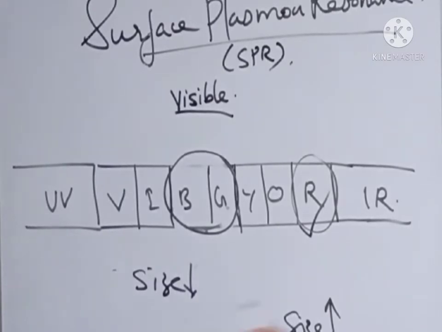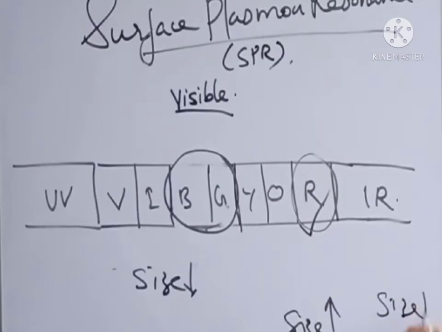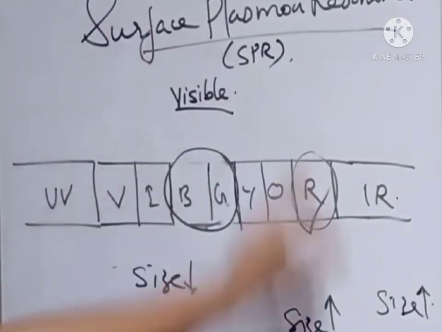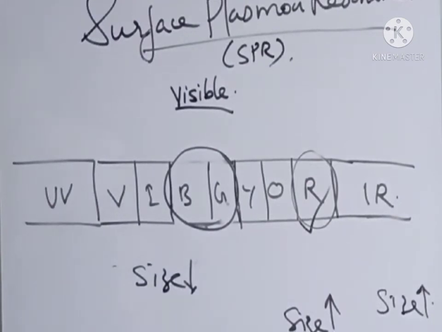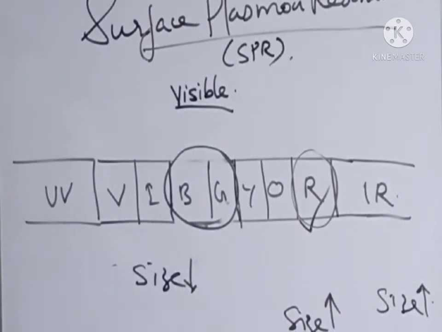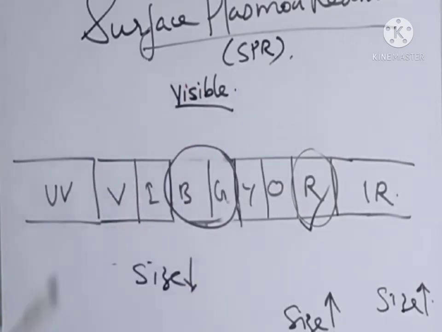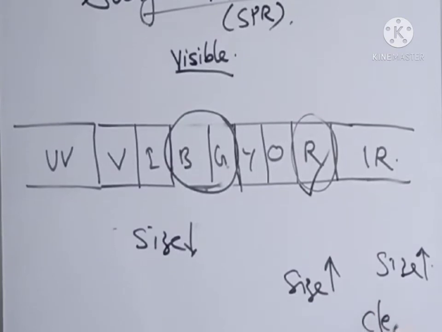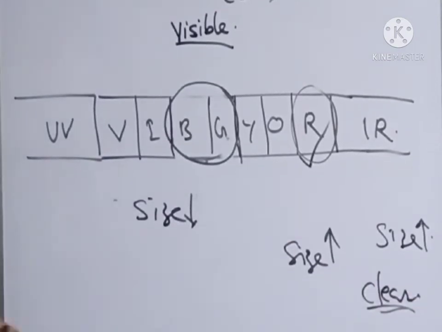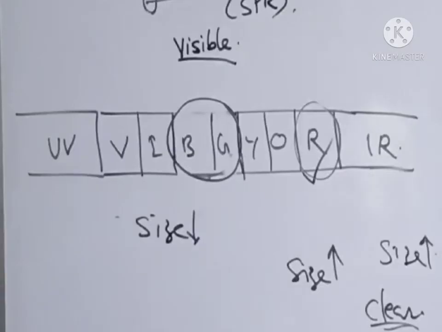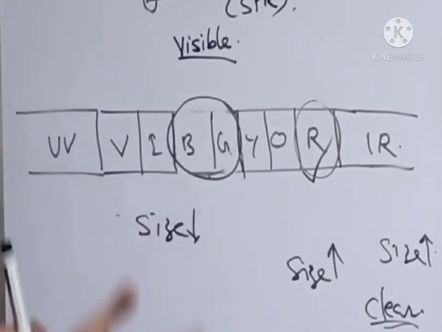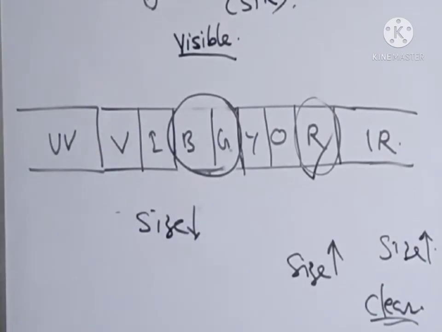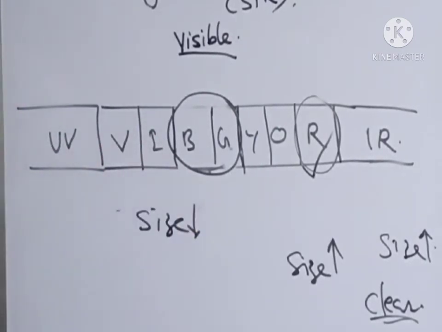When the size increases to a very large extent, it absorbs the IR region, and this process occurs in the IR region. So the nanomaterial appears as a clear or translucent substance. In normal metals, the size is very high, so all these processes happen in the IR region, not in the visible region.